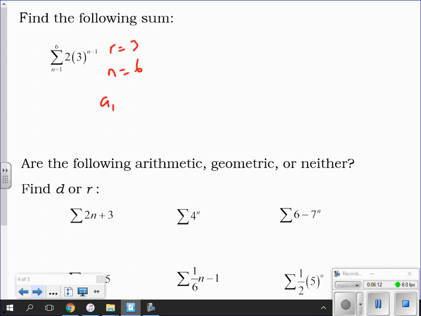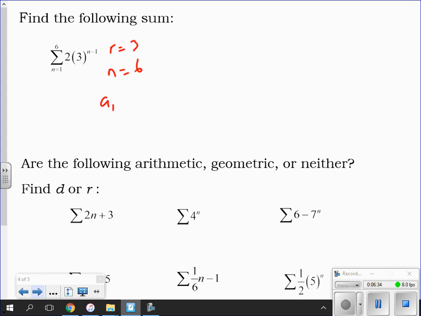Now, my first term, students always assume that it's the number in front, my a in this case. Not always. It depends upon the formula. Yes, I have 3 raised to some power. That gives me my r. It's not always the number in front. It's not always that number there. You have to be careful.